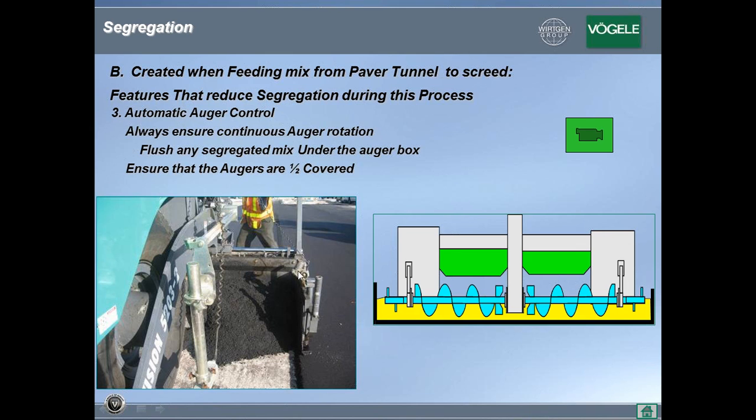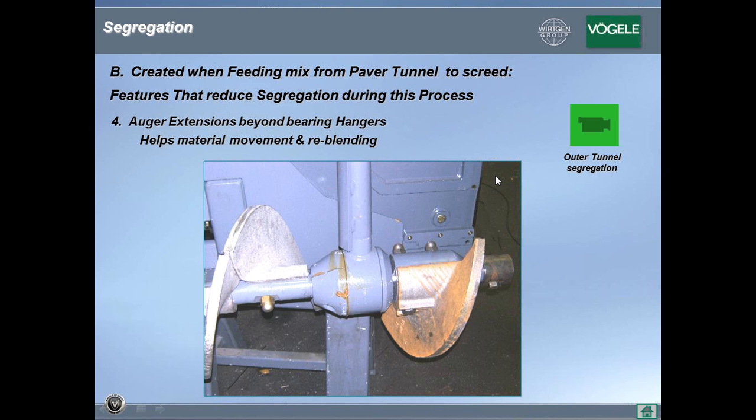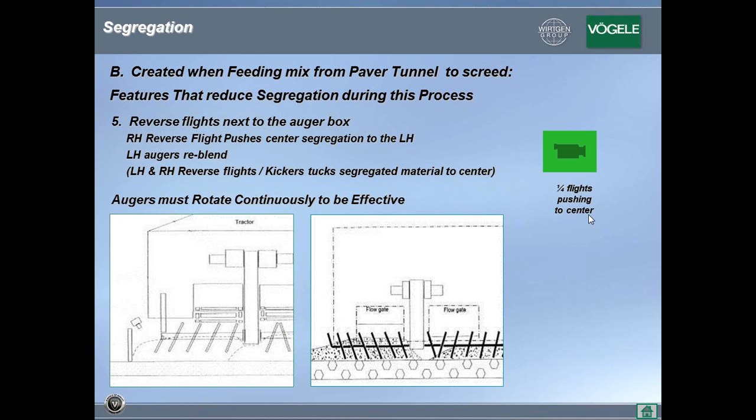Position your auger sensors such that your augers are continuously turning, not stopping and starting, because every time the auger stops and starts, it fluctuates the head of material and has an impact on your smoothness. Auger extensions beyond the bearing hanger help move the mix under the bearing hanger and reblend some segregated mix that may come out of the outer edge of the conveyors. Quarter flights help move the mix under the auger box.